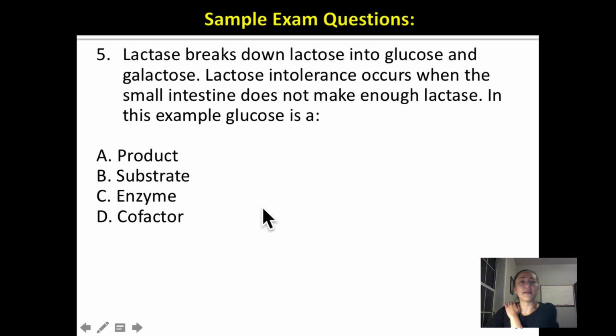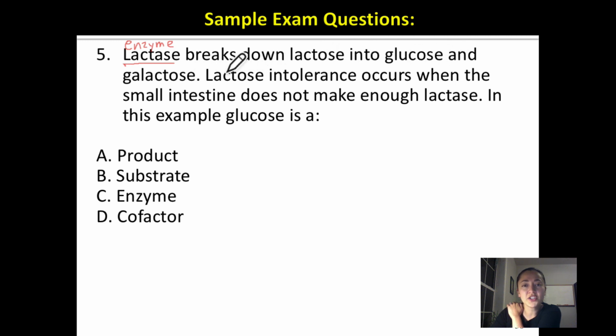All right, let's look at another example. Lactase breaks down lactose into glucose and galactose. Lactose intolerance occurs when the small intestine does not make enough lactase. In this example, glucose is... So a lot of students freak out when they see a question like this, but just break it down. So lactase breaks down lactose. So lactase is causing the change, right? So lactase is the enzyme. So let me write that up here. It's causing the change. It's the one breaking it down. It's breaking down lactose into glucose and galactose.